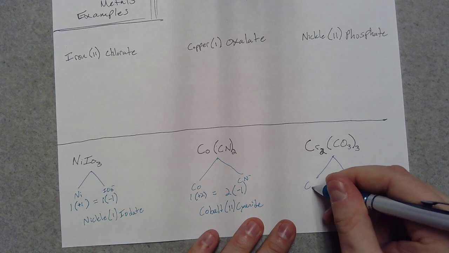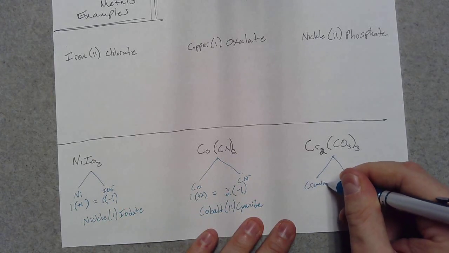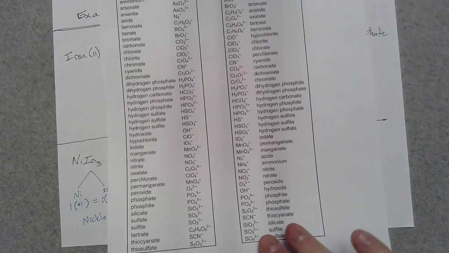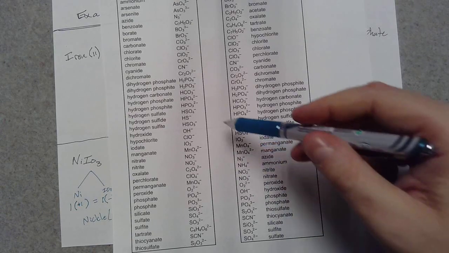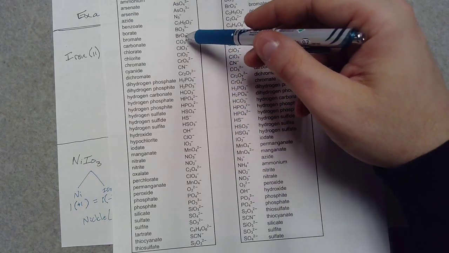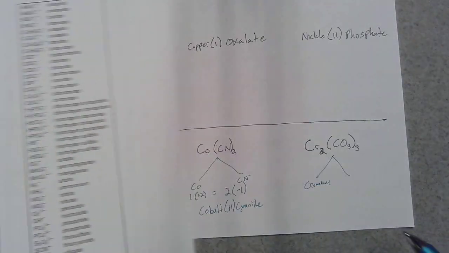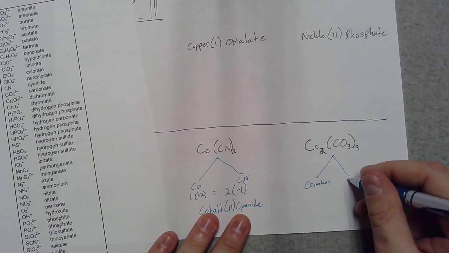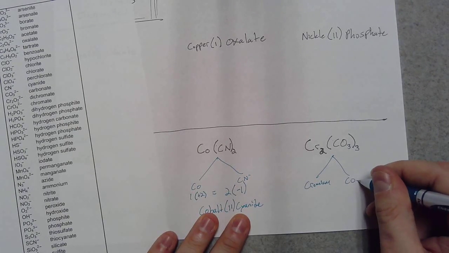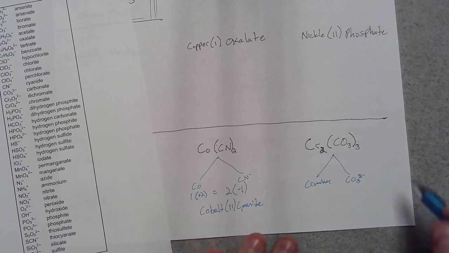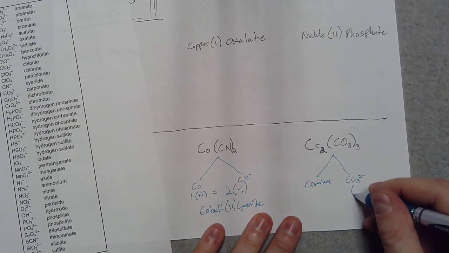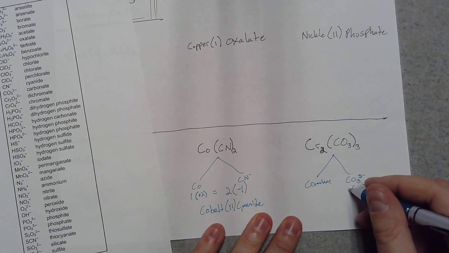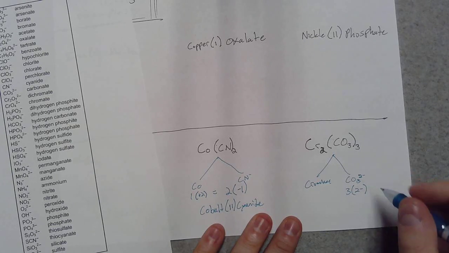So we have chromium. And then we have CO3 here. So we're going to look through here. We've got a CO3, CO3 2 minus. It's carbonate. So we have CO3. And I said it was 2 minus. Just double checking on my list, right? Carbonate. Yep, 2 minus. And I have 3 of those. So let's go here. I have 3 of those at 2 minus.